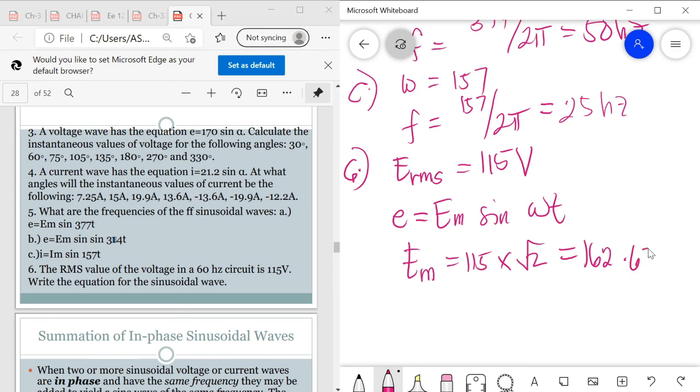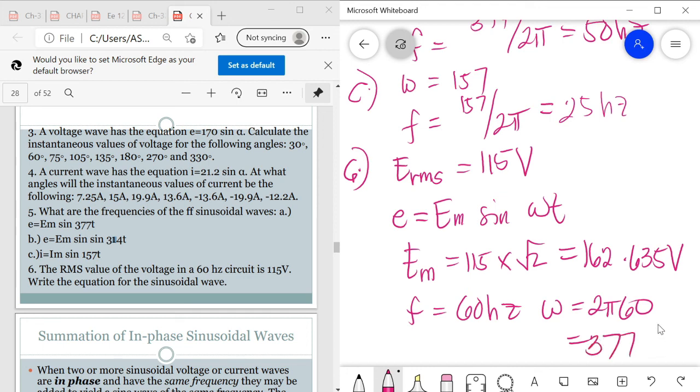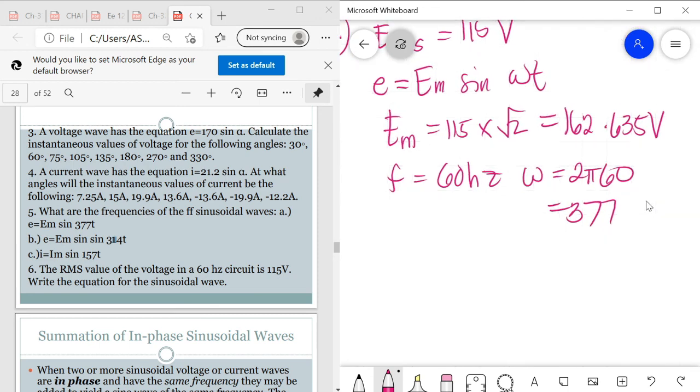That is 162.635 volts. And we have a frequency equal to 60 Hertz. So our omega will be equal to 2 pi times 60. That is equal to 377. The equation now will be e is equal to 162.635 sine of 377t.